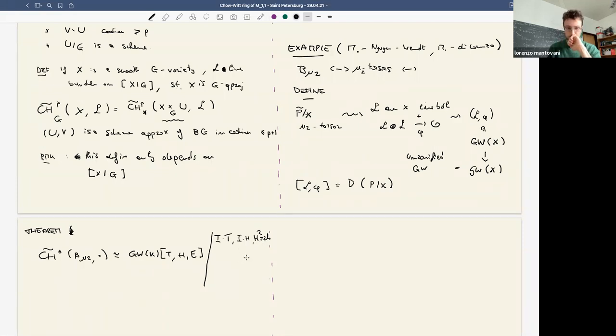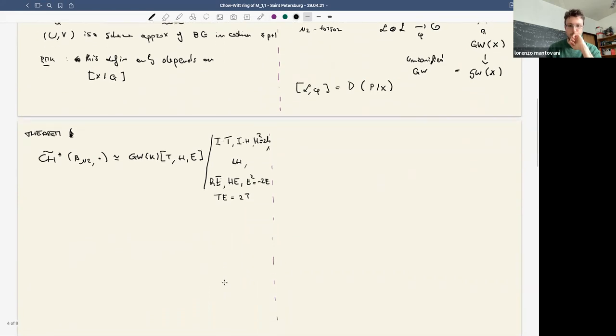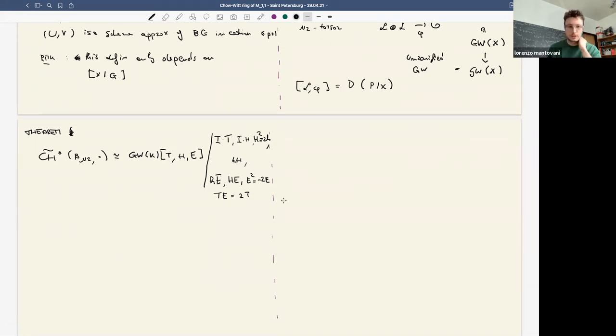Then there is TH, and then there are some more relations involving E: HE, E squared equals minus 2E, and TE equals 2T. All right, so I take the ideal generated by this bunch of relations. And the isomorphism is realized by sending T as before and H as before.